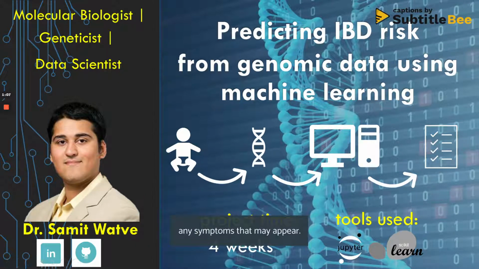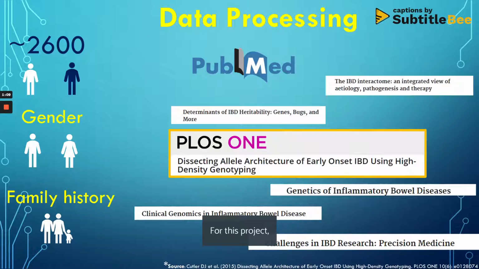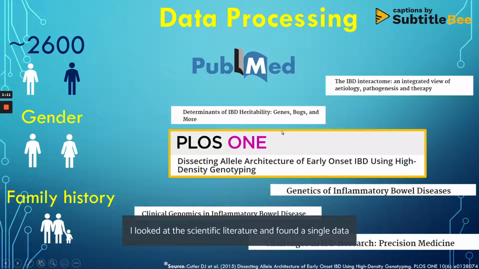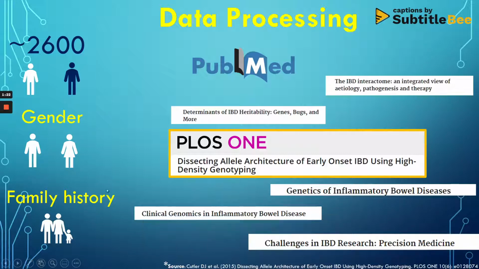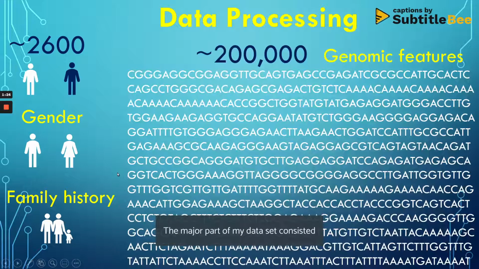symptoms that may appear. For this project, I looked at the scientific literature and found a single dataset consisting of 2,600 samples of healthy and diseased individuals that also contained demographic information such as gender and family history. However, the major part of my dataset consisted of 200,000 genomic features consisting of A's, C's, T's, and G's.